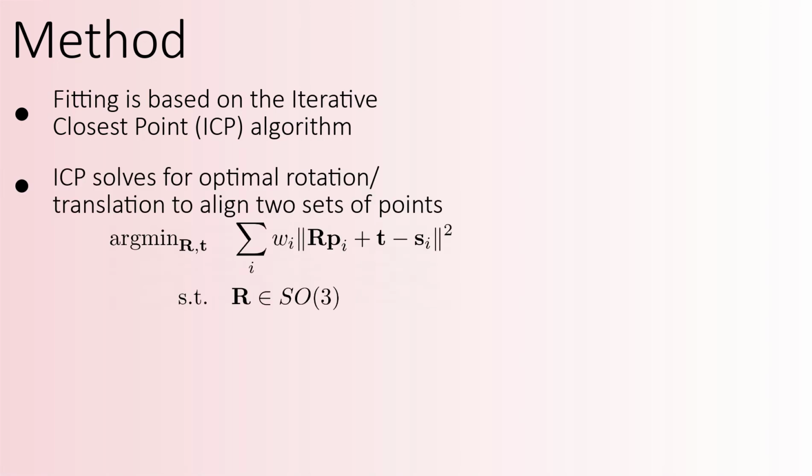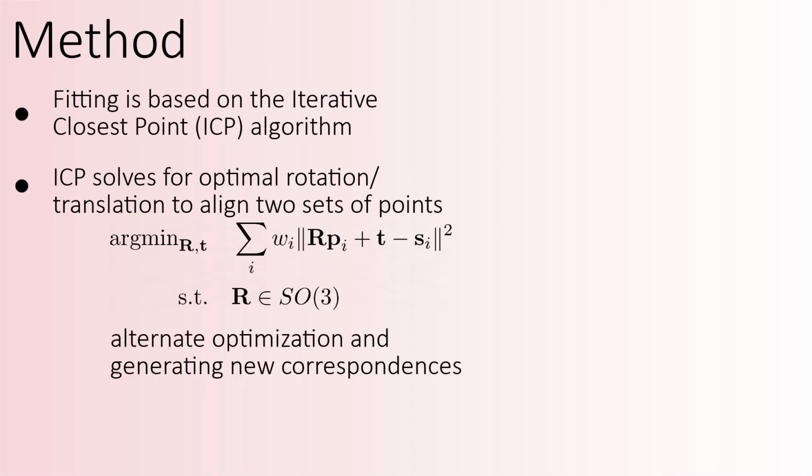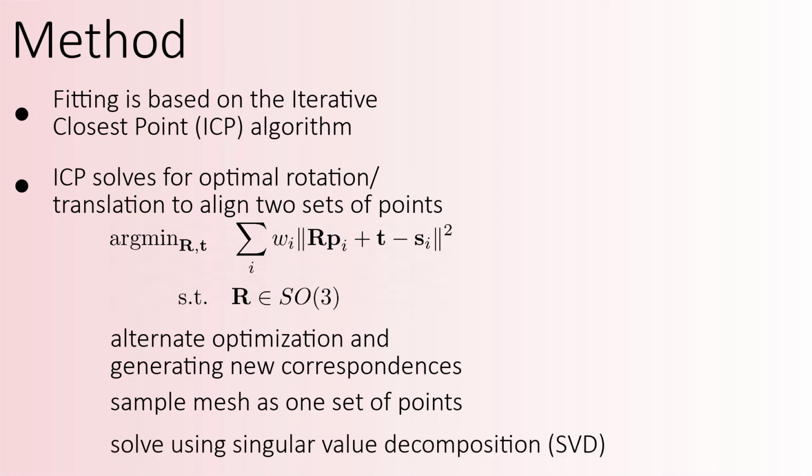Typically, the iterative closest point algorithm, or ICP, solves for the optimal rotation and translation that align two sets of corresponding points. Specifically, the algorithm alternates between calculating optimal transformations and calculating new correspondences using a nearest neighbor check. This same process can be used to localize known models in a point cloud by sampling the mesh as one set of points. Typically, the optimization step is solved in closed form using the singular value decomposition.